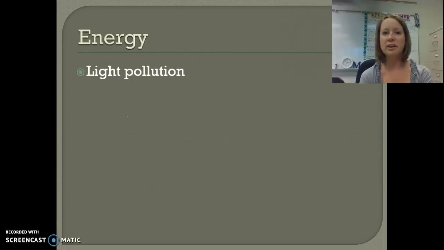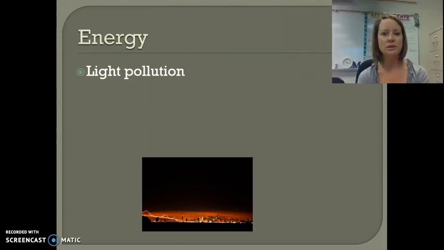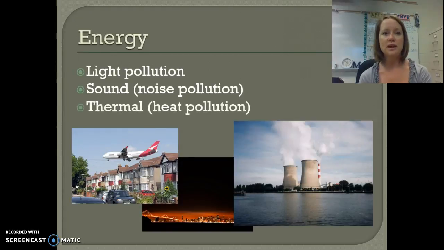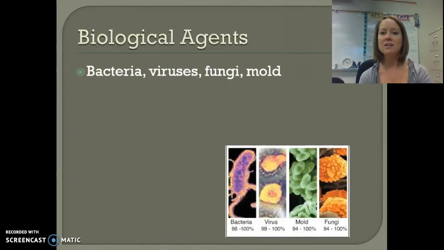A lot of times we don't think of energy as being pollution, but light pollution, a lot of times in urban areas you can't look up and see as many stars at night as you could if you were in a rural area because of the city lights. Sound is a type of energy. We have noise pollution. If you live near an airport, if you live near large wind turbines, then you're going to experience noise pollution. And the third type of energy pollution is thermal or heat pollution. Cooling water for a lot of our power plants is released into lakes, which can create issues in those marine ecosystems.